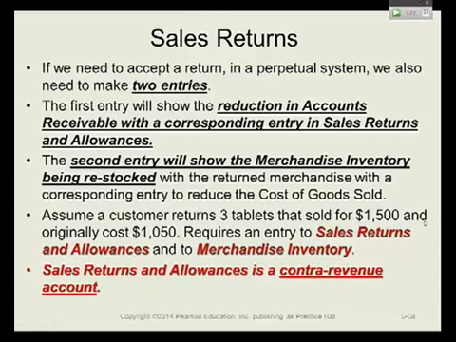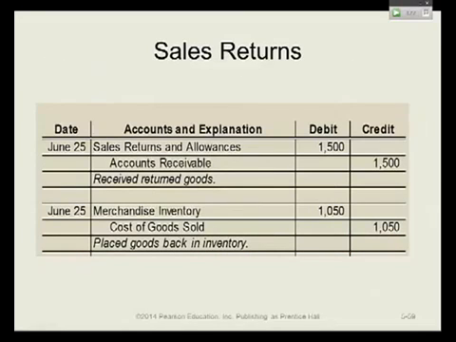So the entry is going to be a debit to sales returns and allowances. Sales returns and allowances is a contra revenue account. It's going to offset sales on the income statement, and you reduce your accounts receivable for the selling price, and now you have to reduce the cost of goods sold and put the item back in inventory. The item is now restocked, it's back in inventory. Now, the reason why you have 2 entries, unlike services, you're now dealing not only with a selling price, but you're dealing with a cost. So it's restocked, put back into inventory.